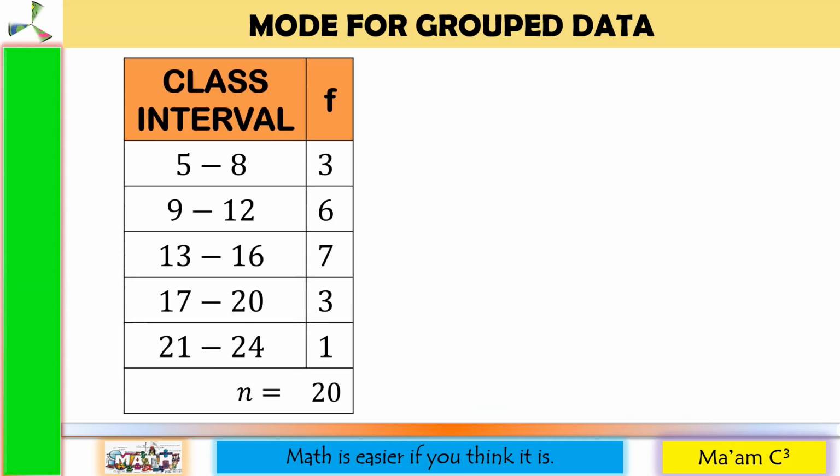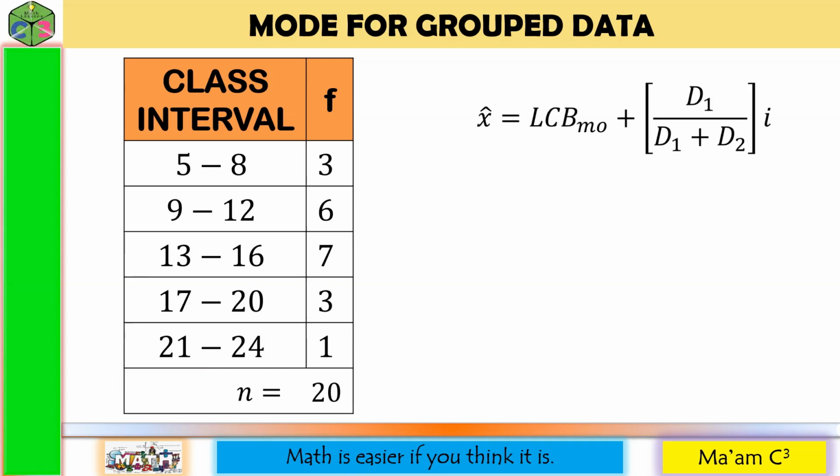Let's have an example. Let's use the same table. There is no need to add additional columns to determine the mode of the group data. Let us recall our formula. So before we substitute anything, let us determine first our modal class. And our modal class is the class containing the highest frequency. And the highest frequency here is 7. So this is our modal class. So this will be equal to lower class boundary of the modal class. So 13 minus 0.5 is 12.5. Then we have plus, open bracket.